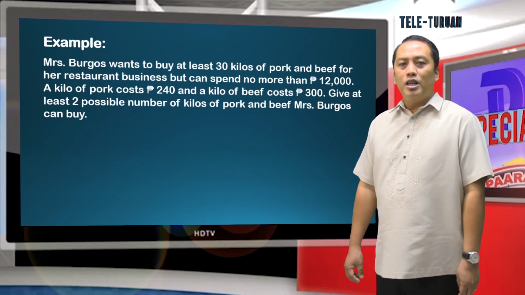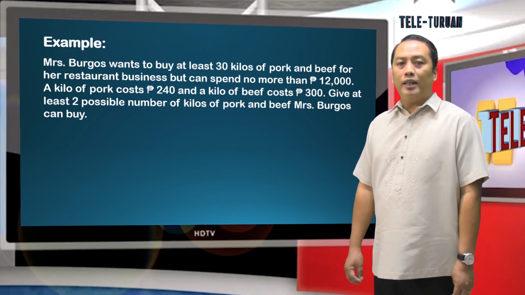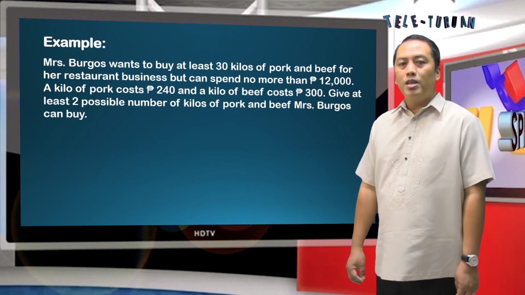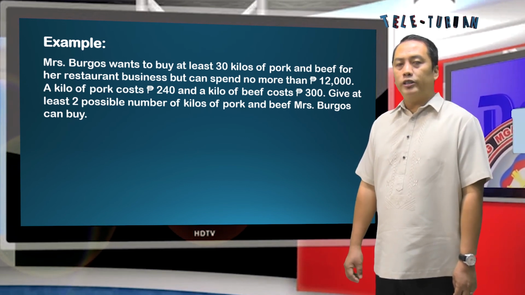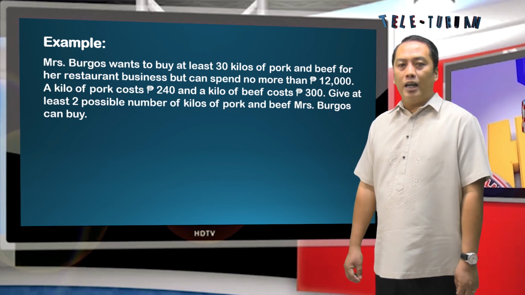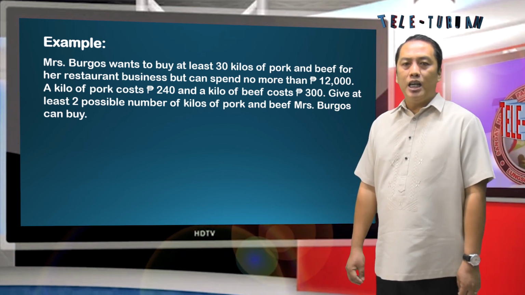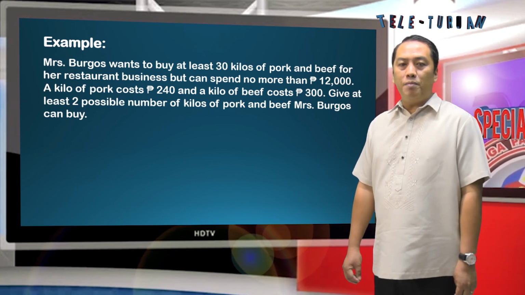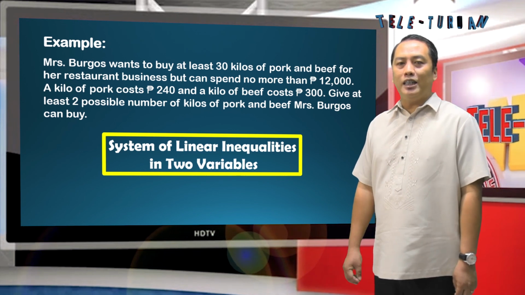Another example. Mrs. Burgos wants to buy at least 30 kilos of pork and beef for her restaurant business but can spend no more than 12,000 pesos. A kilo of pork costs 240 pesos and a kilo of beef costs 300 pesos. Give at least 2 possible numbers of kilos of pork and beef Mrs. Burgos can buy. If we analyze this problem carefully, you will notice that there will be 2 inequalities involved. There are 2 conditions to be met. This type of problem involves a system of linear inequalities in 2 variables.